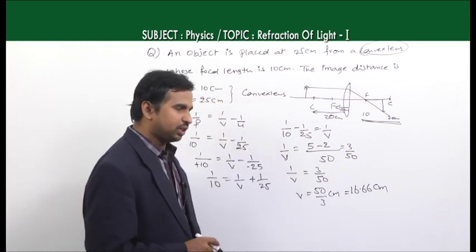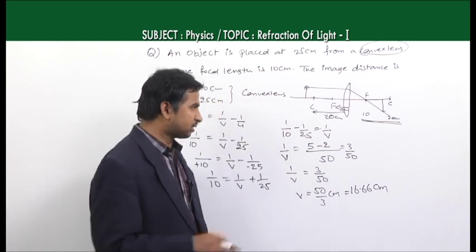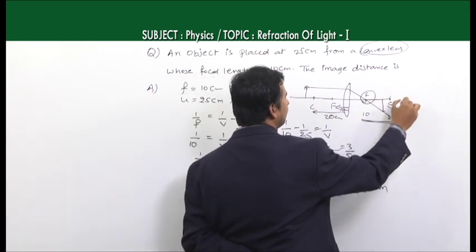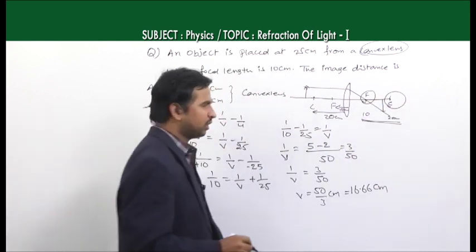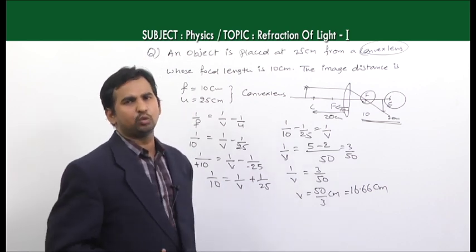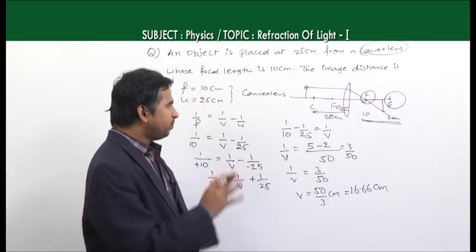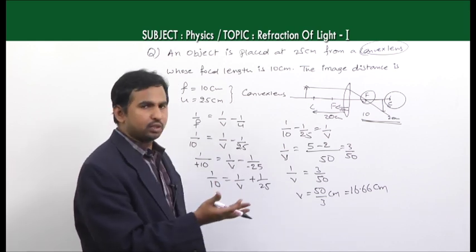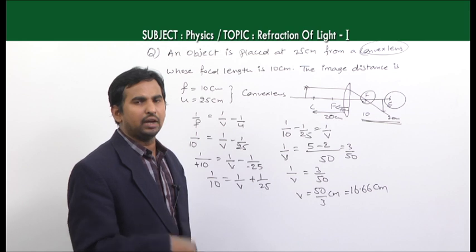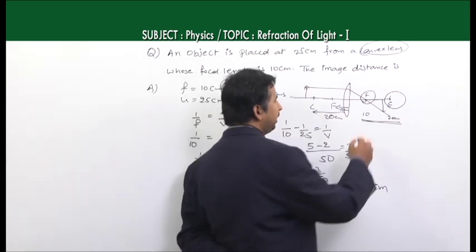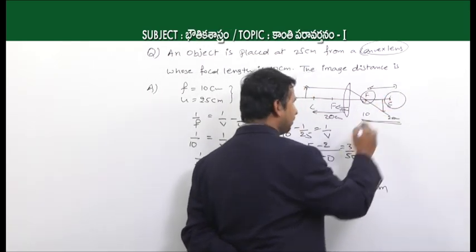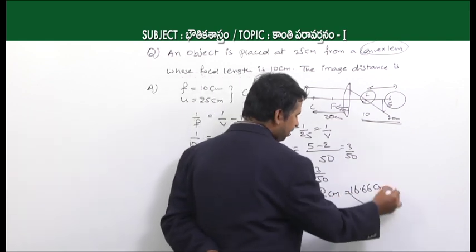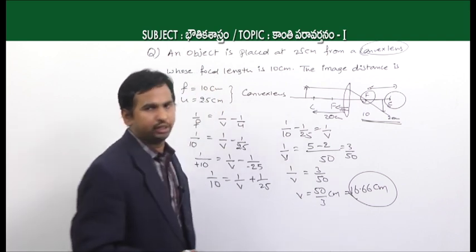This value of 16.66 centimeters is, according to our ray diagram, in between focus and center of curvature, which is in between 10 and 20. So that's why our answer is correct. We satisfied both conditions: the image distance is positive, and the image position is in between F and C, in between 10 and 20, for which we got the answer 16.66 centimeters.